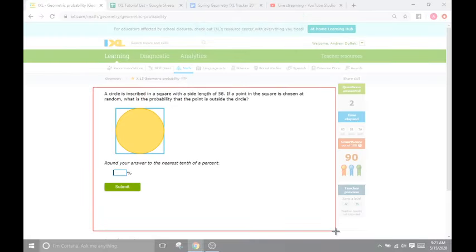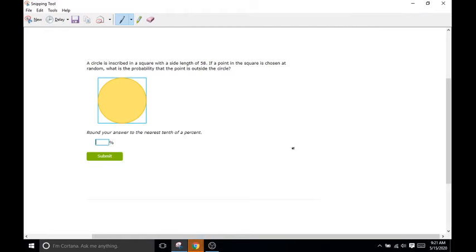So this kind of takes us back to IXL, I believe it's S9, okay, where you kind of cut shapes out, right? So what we're going to do is find the area of the square first. Okay, so it says side length of 58, which is this. So the area is going to be 58 times 58. So 58 times 58 is going to be 3,364.